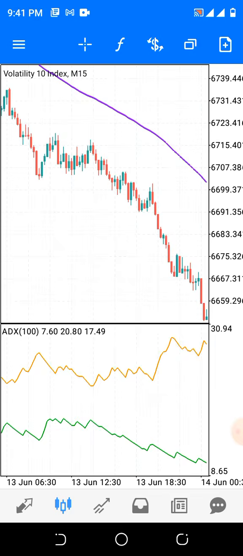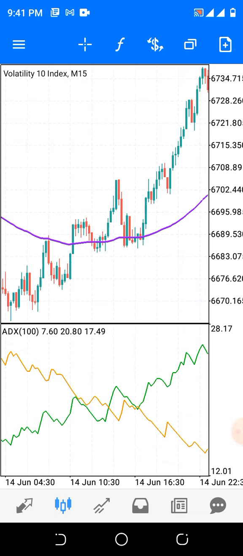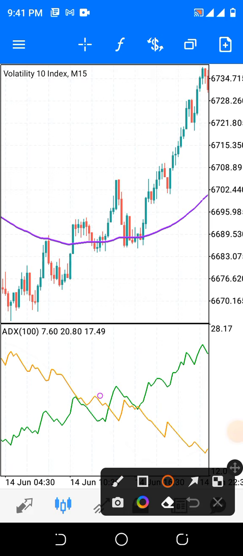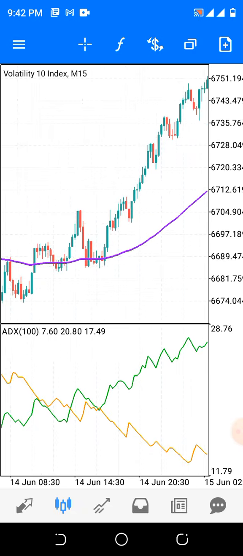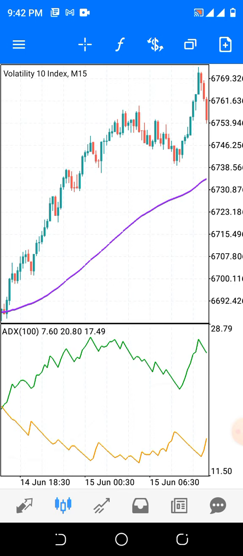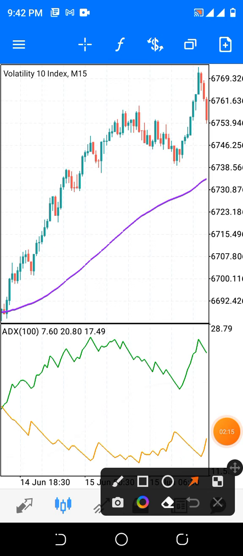Now here, watch out, there is a simultaneous crossing here. Here is the crossing and here is the crossing, and if you watch, both of them occur simultaneously. So here you take what? Buy position. So there is a lot of gain here. You see, there is a lot of gain here. So let's proceed.